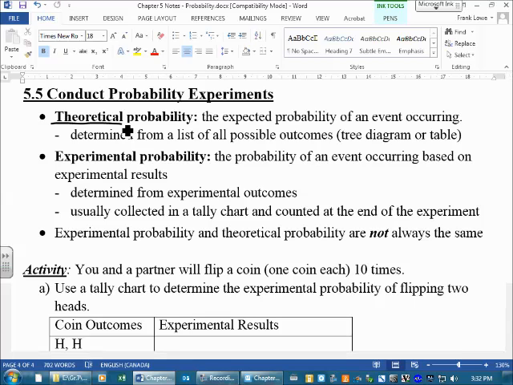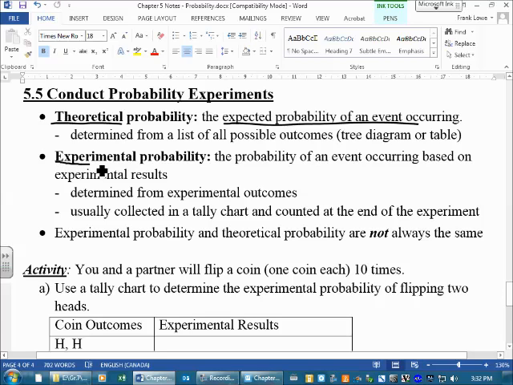And a theory is what people think is going to happen or what is expected to happen. It's based on past experience, it's based on lots of things. But it's basically a theory. So theoretical probability is the expected probability of an event occurring. Okay, so what's expected to happen? And I'm going to use an example in a second here.